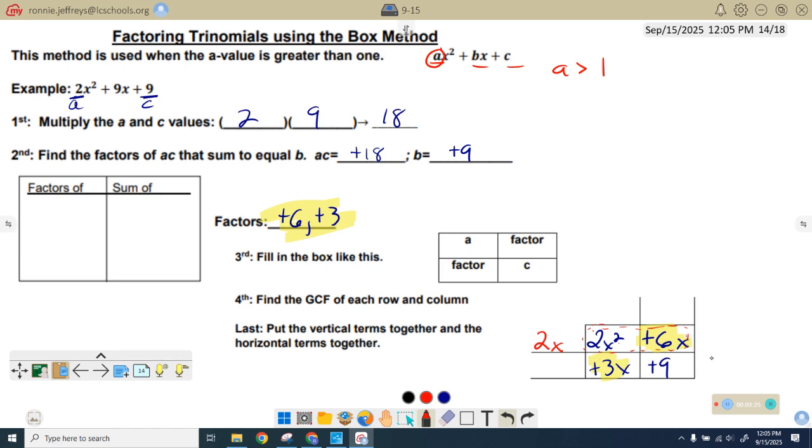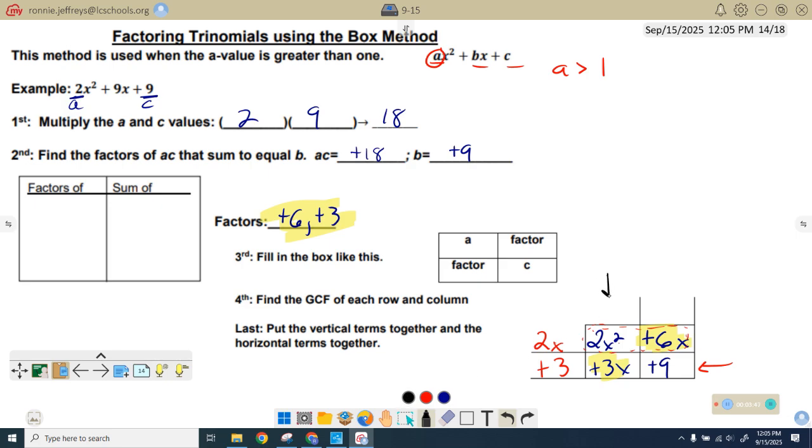Now we're going to do the row below it. What is the biggest number that will divide 3 and 9? 3. And we don't have to worry about the x because 9 doesn't have an x, so it's not part of it.